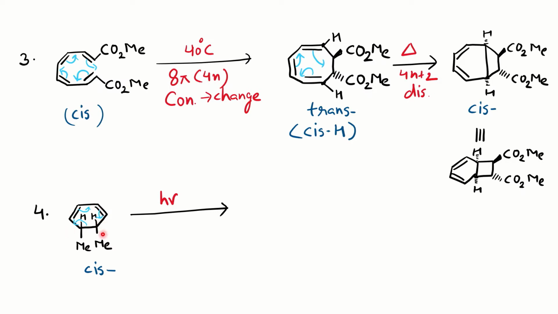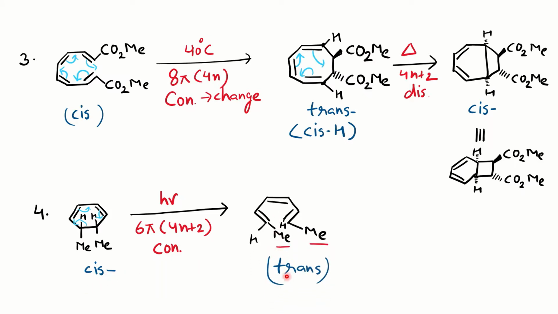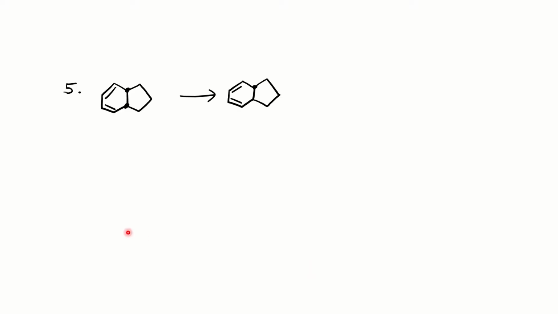So total 6-pi system. 6-pi system photochemically we know is conrotatory, and conrotatory means stereochemistry is going to change. Cis will give you the trans product, right? So you will get trans here. You can write down the hexatriene simply, and trans means the position of Me, one is inside, other is outside. So this is the product of this reaction. In that way you can save your time.